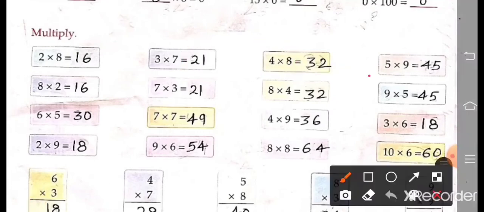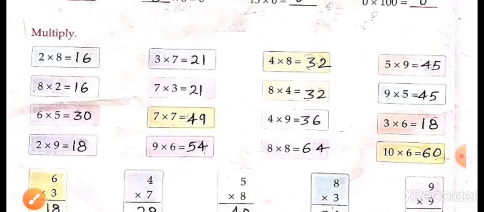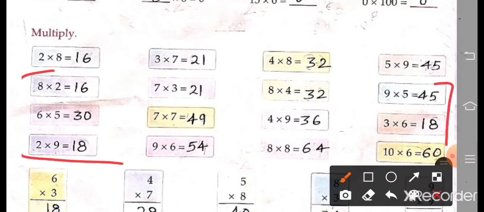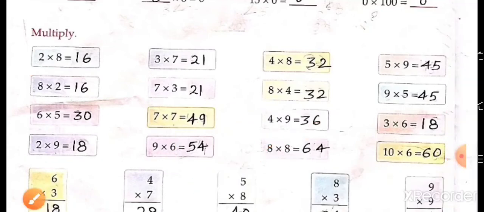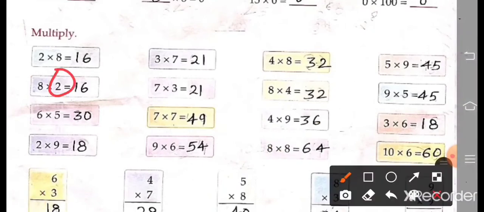Now 5 multiply 9, so we have to read table of 9 up to 5. Okay, so 9 5s are 45. Okay, so like this we have to do. So this is your homework. Do it. You have to read the table of the right side number.